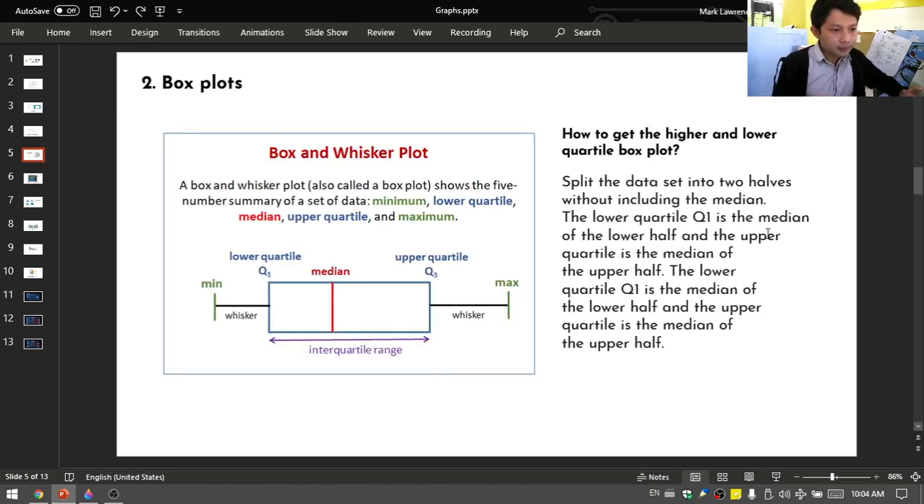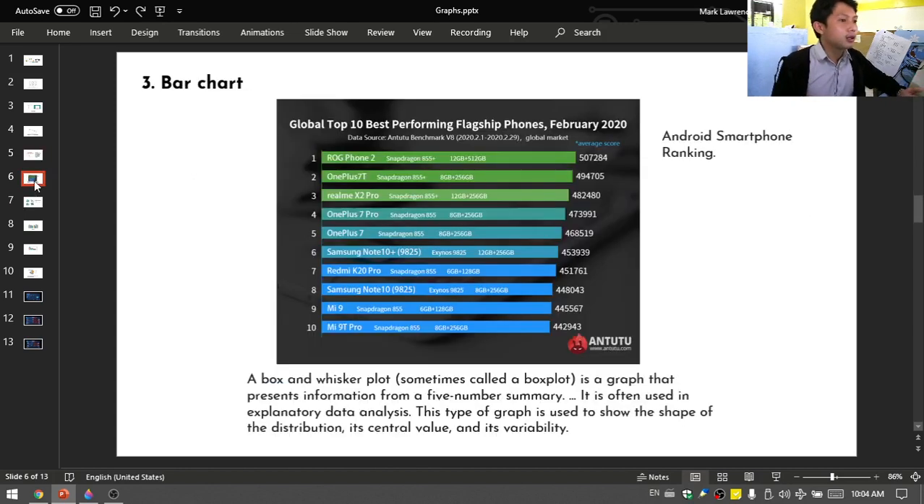So this is how you get the higher and lower quartile in a box plot. Again, from the median to the minimum, you divide it by 2, and you get the lower quartile. And as for the upper quartile, you find the median between the median and the maximum. Okay, now that's the box plot. So this is the third one, the bar chart.